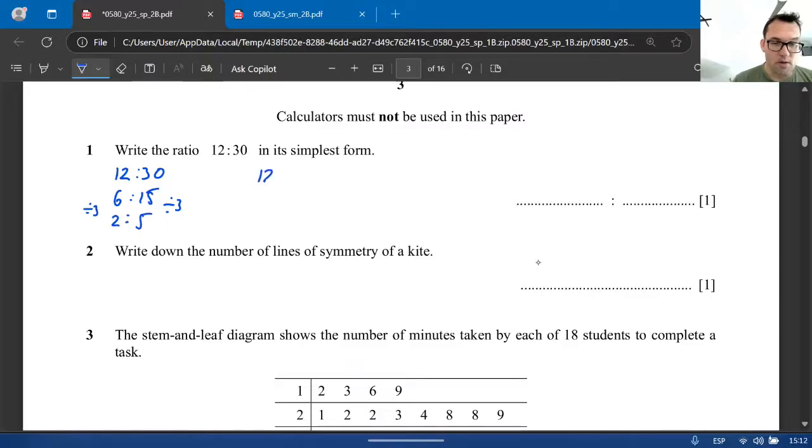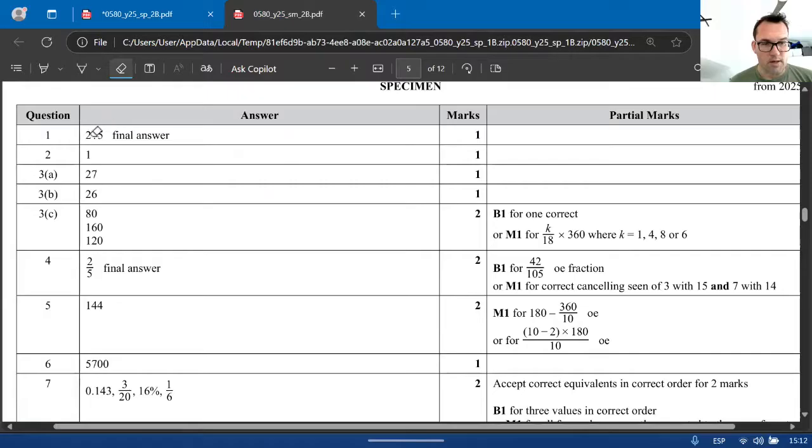Okay, of course, a quicker way would be to find the highest common factor, which is 6. So instead of dividing by 2 then dividing by 3, we can just divide both by 6 and it gives you 2 to 5 immediately. Okay, 1 mark for that. There we go.